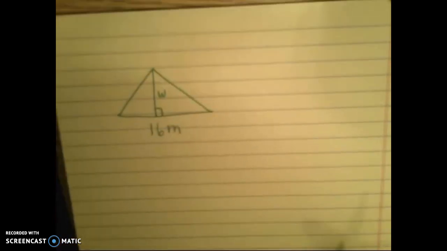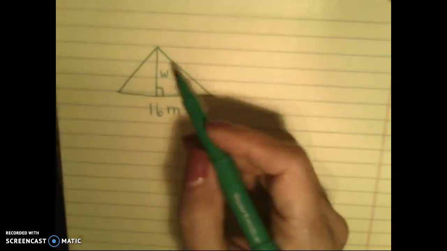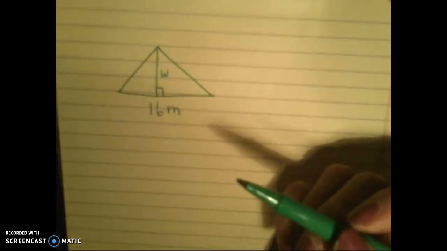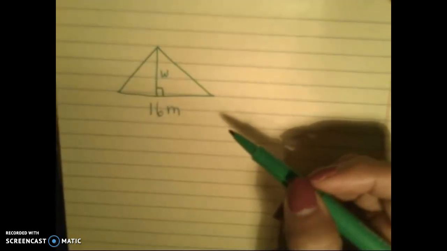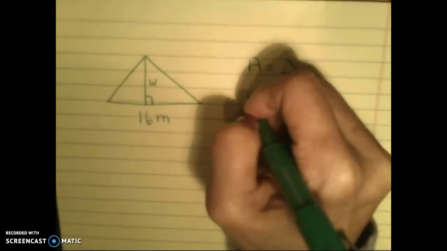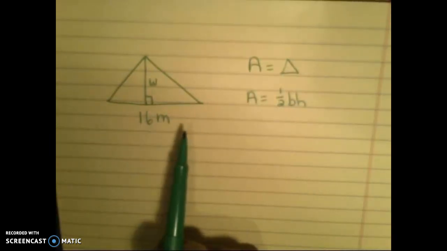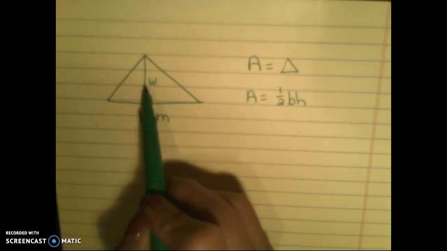The last problem is the area of a triangle problem. It says that the area of a triangle is no less than 48 square inches. Write and solve an inequality that represents W. So here's your picture. Whenever you see a problem that has a shape and you're trying to find the area or the perimeter, you have to write your formula down without thinking about what they're asking. The area of a triangle formula is area equals one half times the base times the height. Your base is the 16 meters going across and your height is the W.